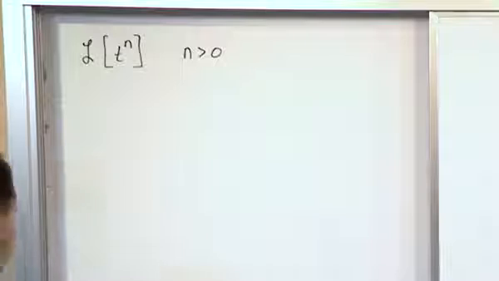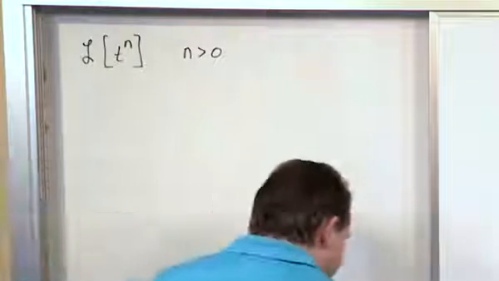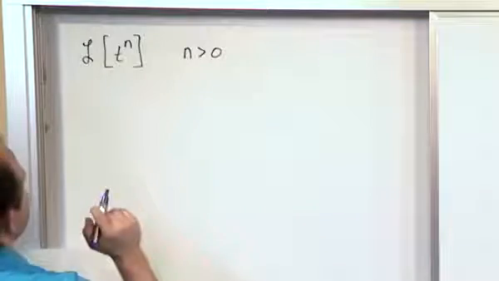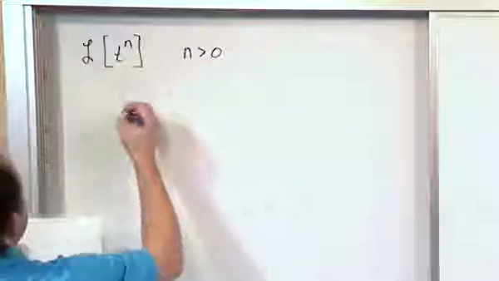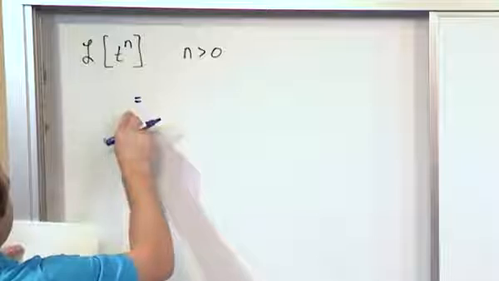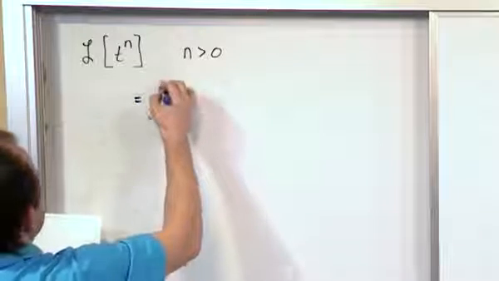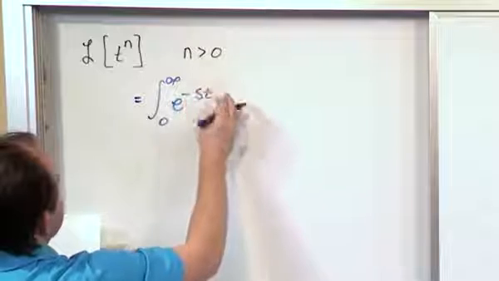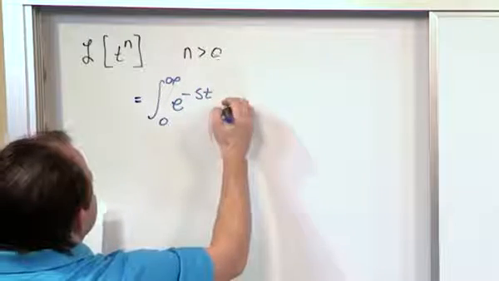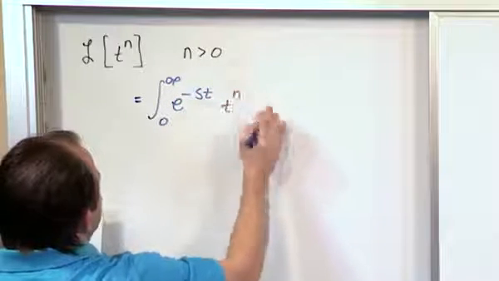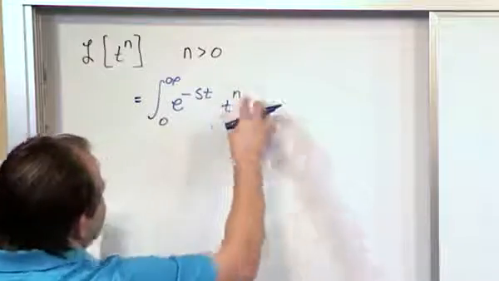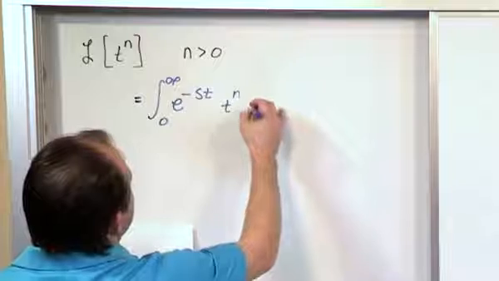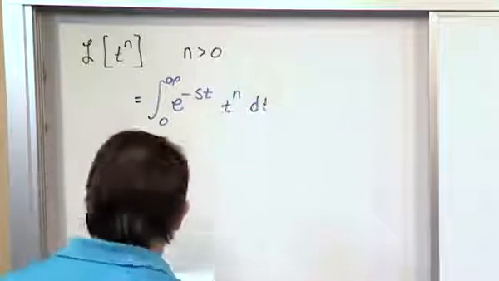What we want to do is just apply the definition of the Laplace transform. The Laplace transform of this function is going to equal the integral from 0 to infinity of e to the minus s t times our function. In this case, it's t to the power of n, which we don't know what n is. It could be t to the fifth, t to the sixth, whatever. And we're integrating, of course, over time.